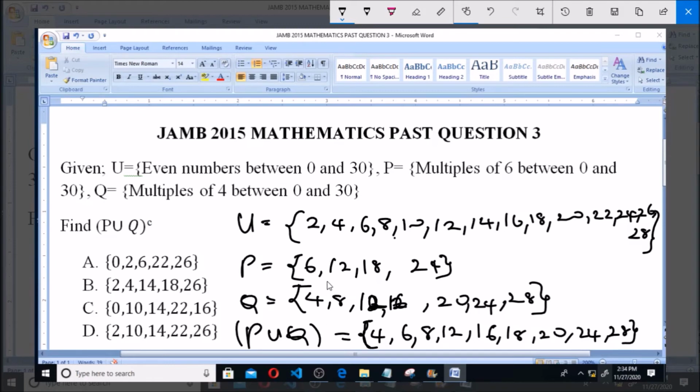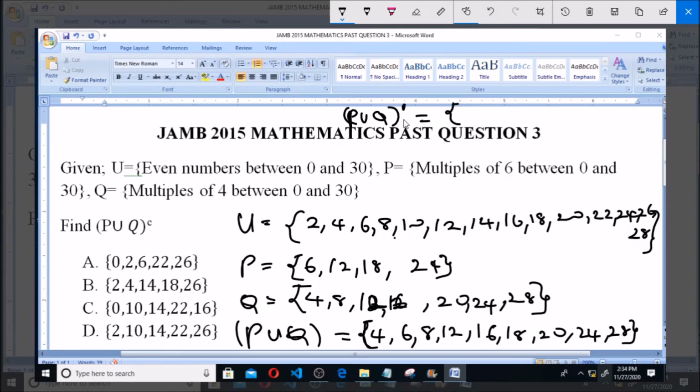Now the question says the complement of P union Q, that is the inverse of P union Q, that which is not present in P union Q. Now looking at it from the universal set, those that are absent from P union Q. So P union Q complement, or negation, will be equal to, now P union Q we have 4, 6, 8, 12, 16, 18, 20, 24 and 28.